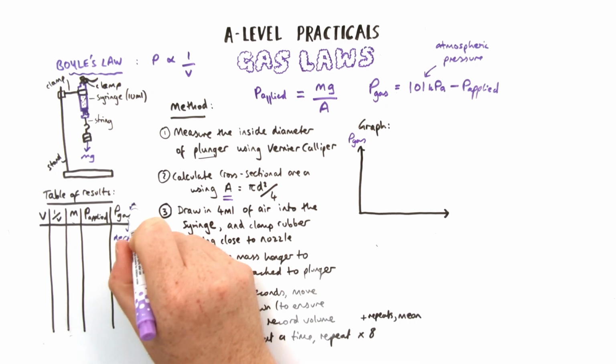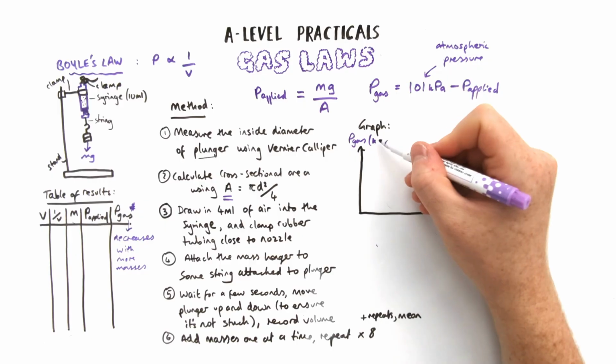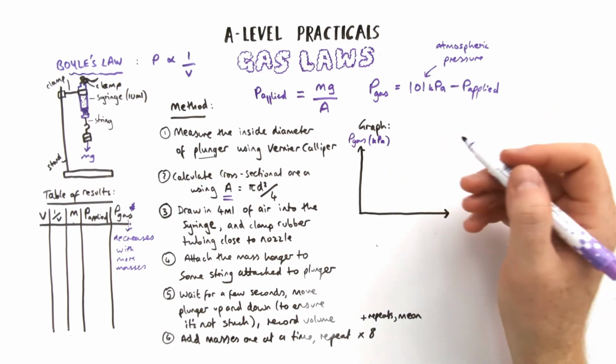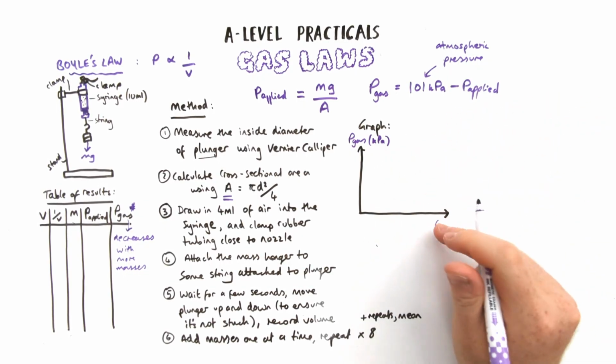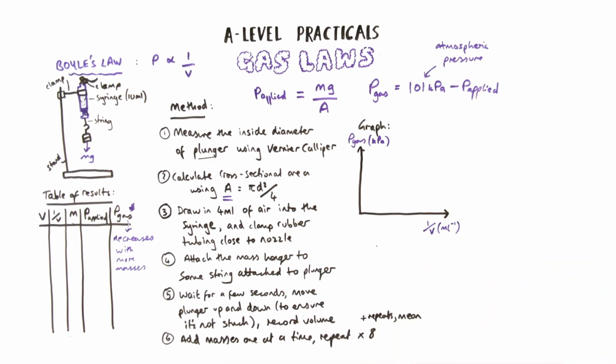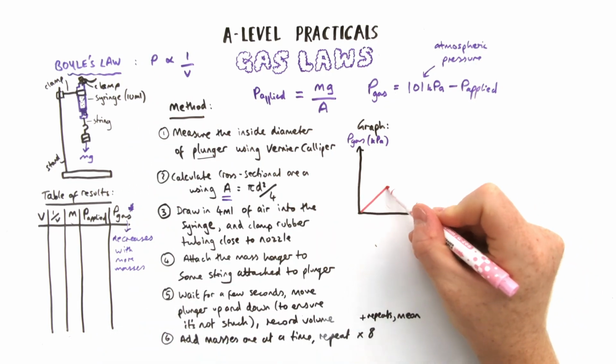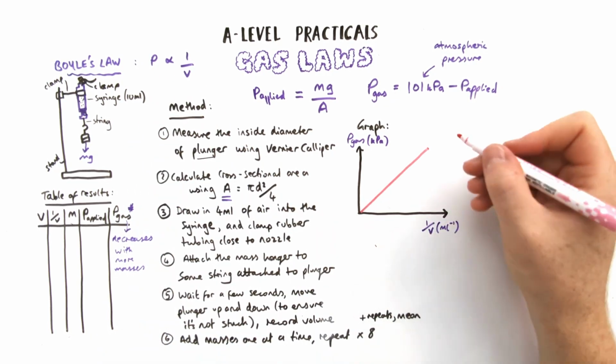So on our graph, we should have pressure of the gas, which is our final column, in kilopascals, and we should have 1 over volume, which will be in milliliters to the minus 1. It doesn't matter too much about the units here because we're only looking at the relationship. So we should find that these two things are directly proportional, which shows that Boyle's law is correct, which is great.